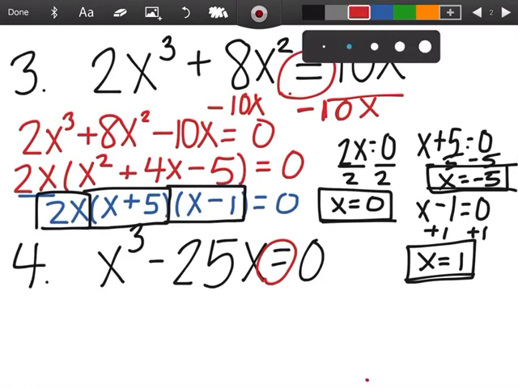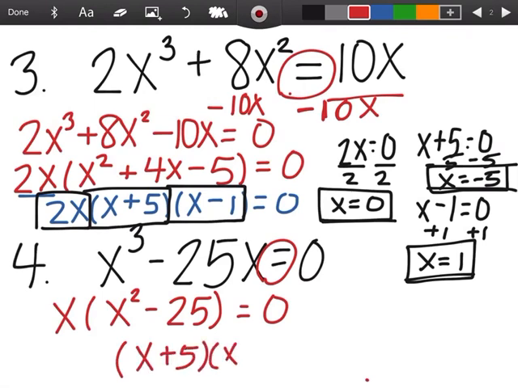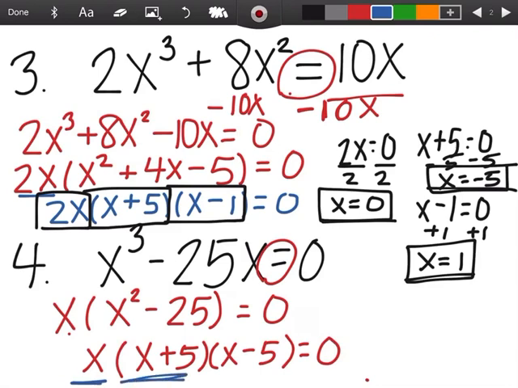Number 4, I'm going to factor first. x cubed minus 25x. I can factor out an x, so I'm left with x squared minus 25 equals 0. So again, recognize that what's in the parentheses is the difference of 2 squares. So 25 is 5 squared. So this is x plus 5 and x minus 5. And I don't want to lose my GCF out front, x. So these 3 factors have to multiply to equal 0.